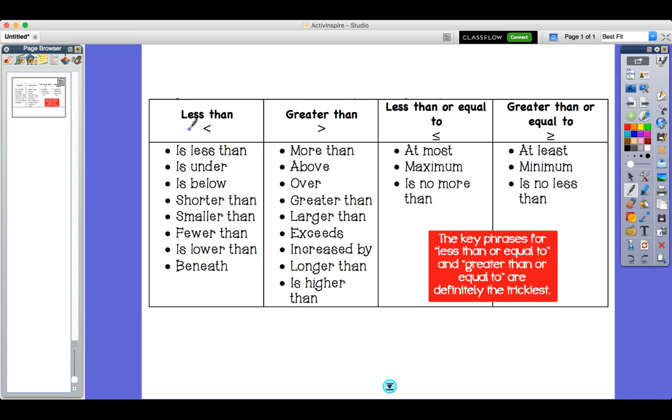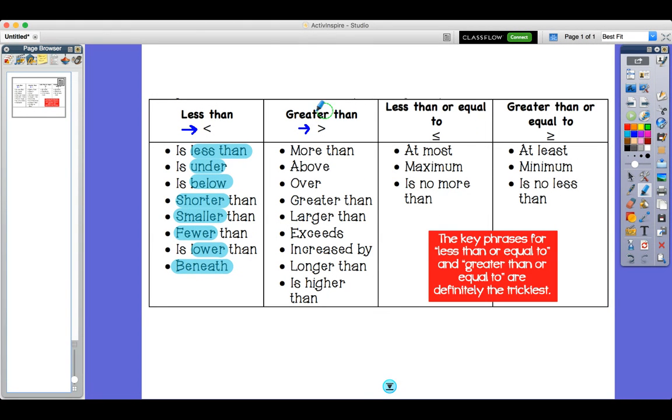So just looking at these first two symbols, the less than symbol, where I see the pointy side is all the way to the left, and the greater than symbol, where the open mouth is all the way to the left. These keywords seem to be a bit easier for you guys. Obviously, less than would work here. Under, below, shorter than, smaller than, fewer than, lower than, or beneath would all potentially be words you could see to represent a less than symbol.